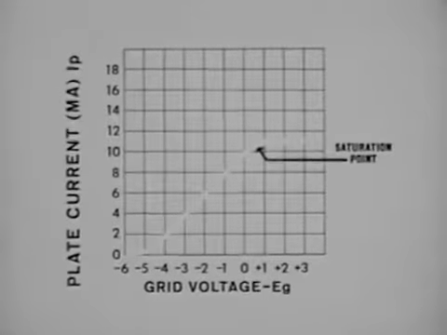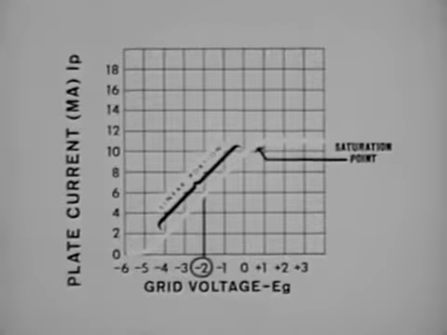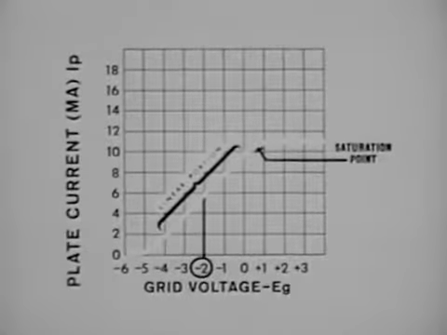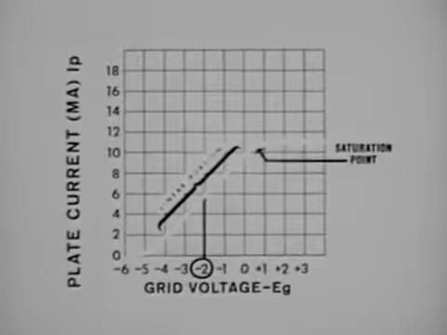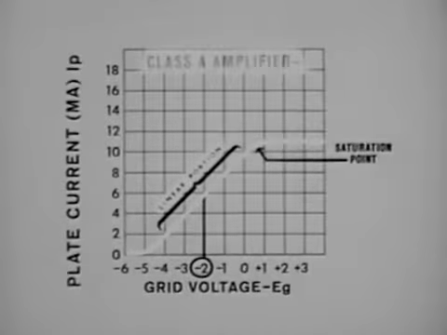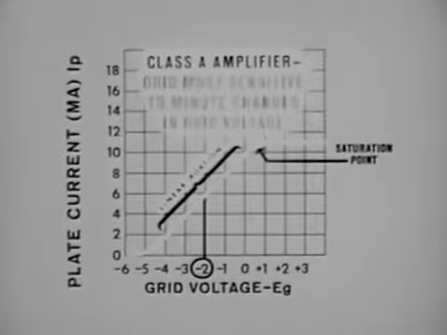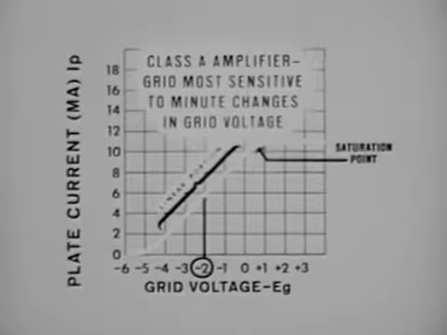That portion of the curve which is straight is called the linear portion. If we apply the amount of bias which allows current to flow only within the linear portion, we are operating the tube as a linear amplifier, or as it is called, a Class A amplifier. In this type, the grid is most sensitive to a minute change in grid voltage.